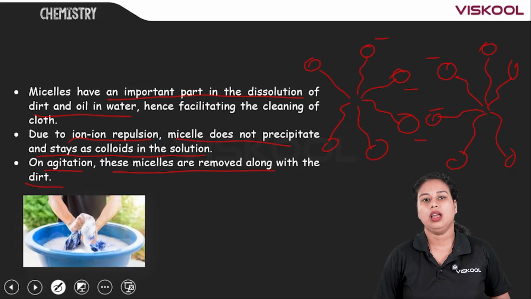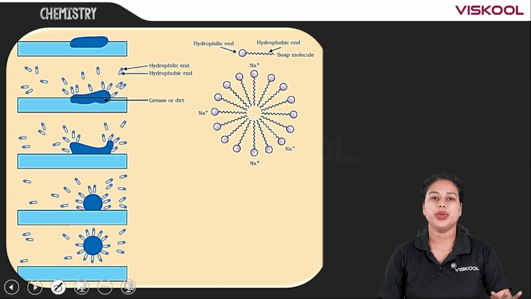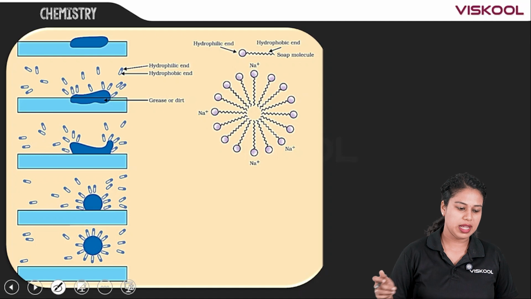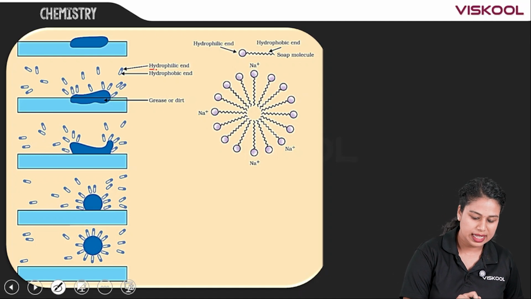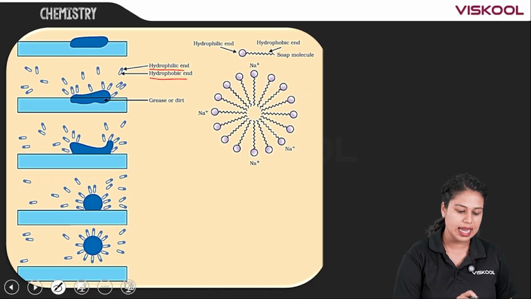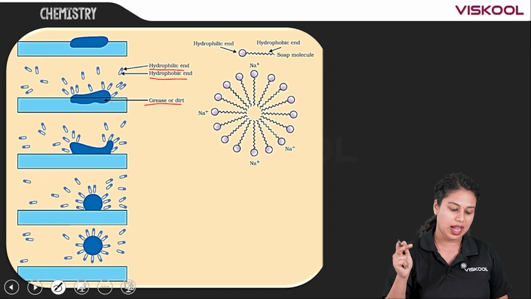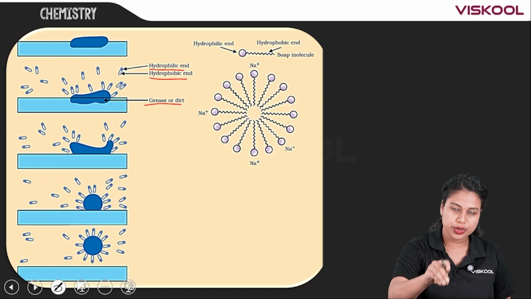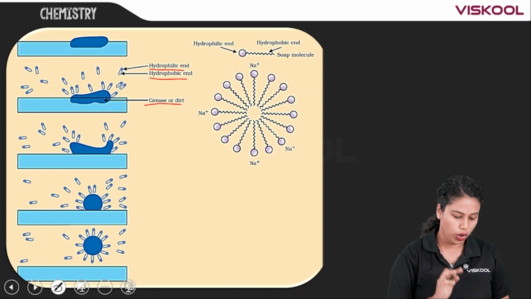Is this clear? I hope the cleansing action of soap is very clear to you. Now here you can see the picture which is given in your textbook already. So this is how the cleansing action takes place. If there is dirt present, what happens? There is the hydrophilic end and the hydrophobic end and the grease or dirt present. The hydrophobic end will come and attach or extend into the dirt or the grease, and the hydrophilic part will extend into the water molecule.